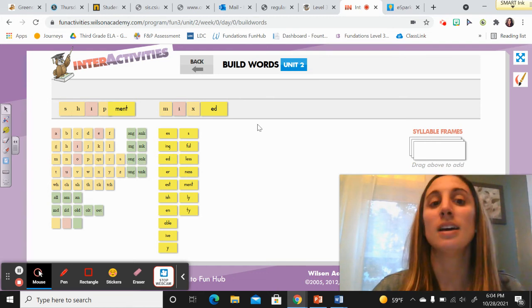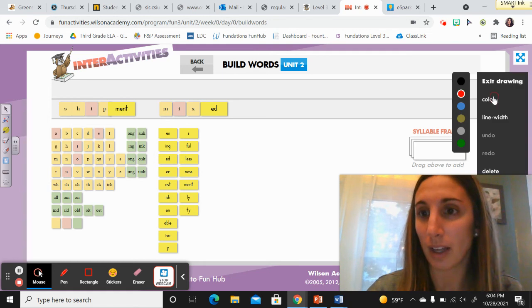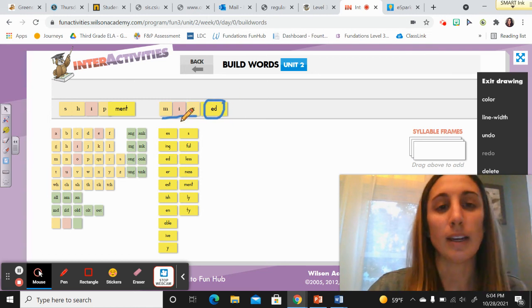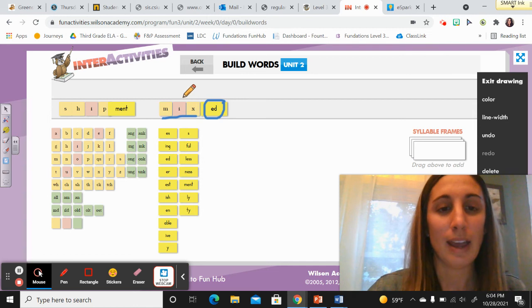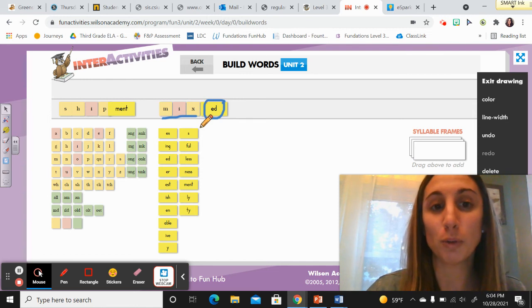Okay, I went ahead and built another word of our day. The word is mixed. Now let's take a look at our base word in mixed. Let me underline that so we can mark it correctly and circle the suffix ed. Okay, is mix a 1-1-1 word? Yep, one syllable that's closed, only one vowel, and only one consonant following that vowel.